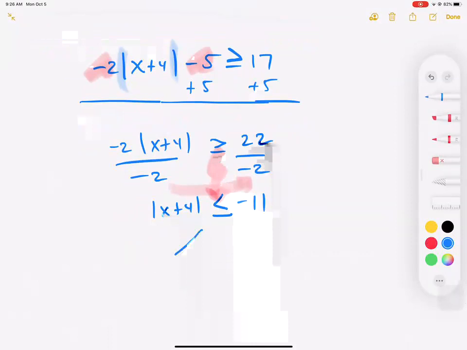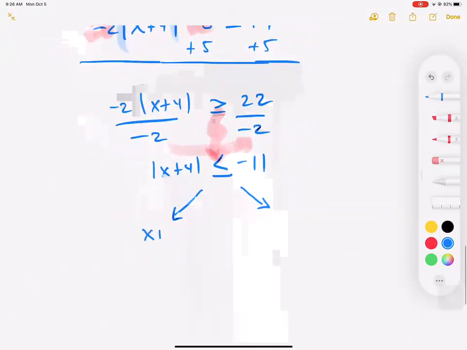Now we have the absolute value alone by itself. Now we can do a split. X plus 4 on one side is less than or equal to negative 11. Oh wait, here's a problem. I just noticed this. When I wrote this negative 11 here, can this ever be less than a negative? Can absolute value ever be negative? So there's actually no solution here.